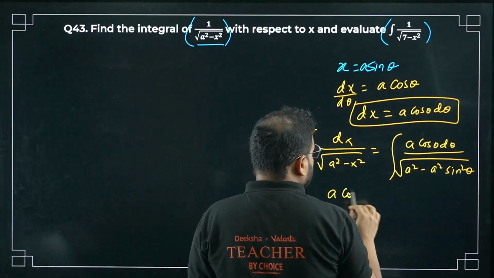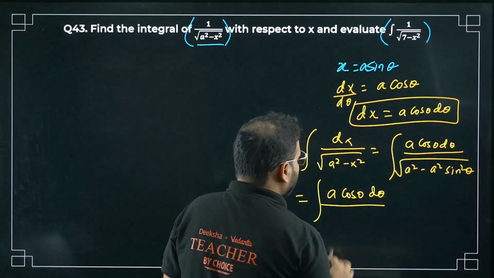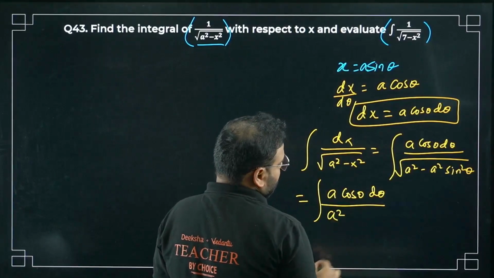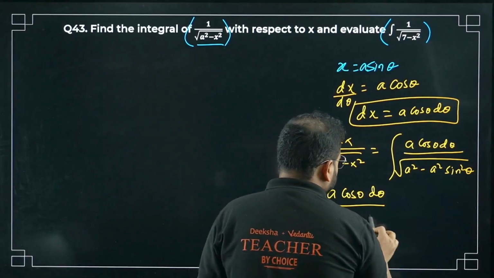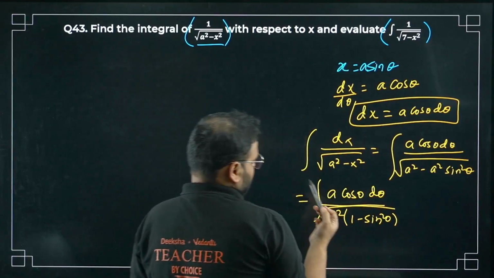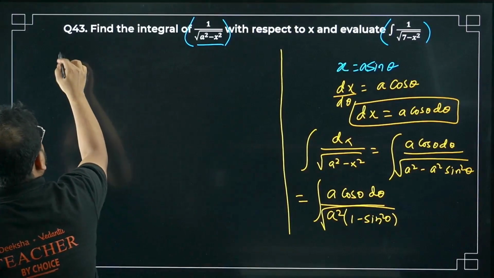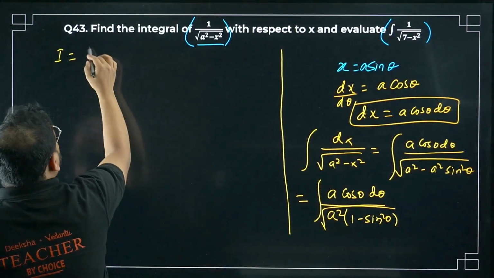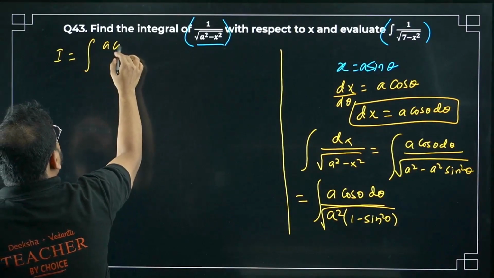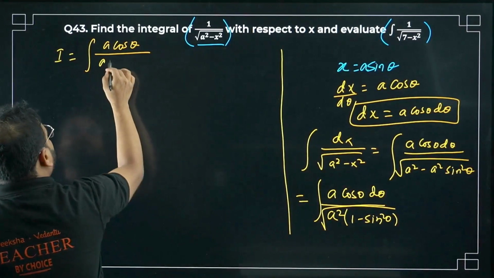Okay, so what we have now, check here. I have a cos theta as it is in the numerator, and in the denominator I can take a square common. So it will be common, and look at what? 1 minus sine square theta. Take the root now. What am I getting? I'm getting this very simply, this value for I. I have a cos theta in the numerator, and a square will come out as simply a out of the root.